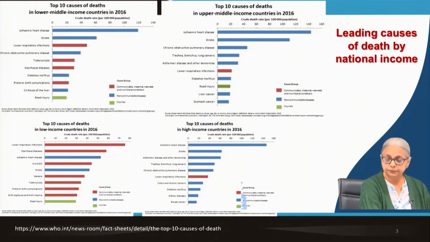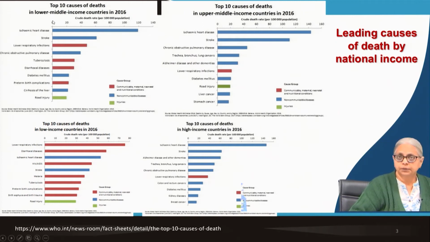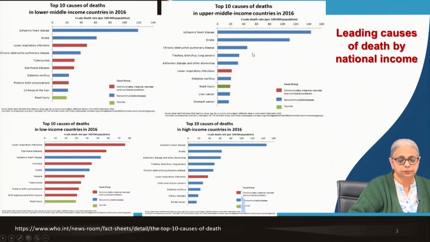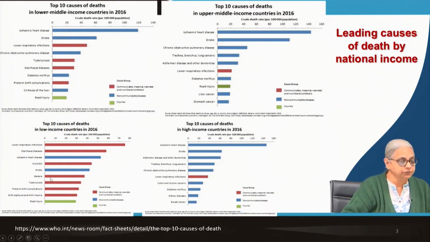What we have over here in this slide are 4 graphs that are arranged by different nations based on their income. So right at the top in the upper left corner we have the top 10 causes of death in low middle income countries in 2016. After that, going clockwise, we have upper middle income countries, then we have high income countries and low income countries.